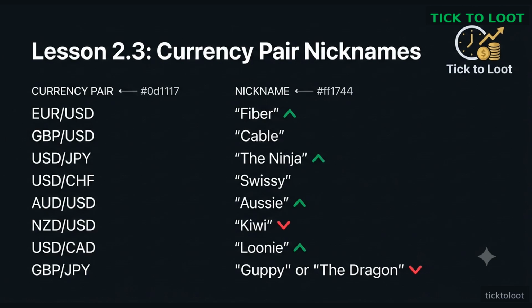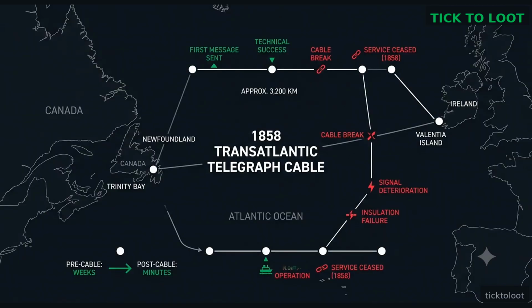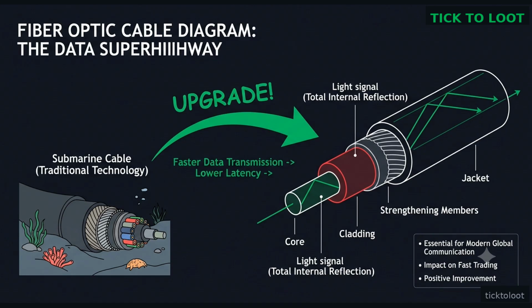Let's get into it. Let's start with the pound sterling to US dollar pair, also known as cable. This nickname comes from the submarine cable laid across the Atlantic in 1858, which enabled rapid communication between the UK and the US. Just like how this cable connected two countries, the pound sterling to US dollar pair connects two major economies.